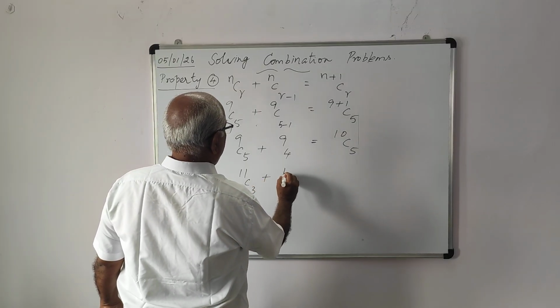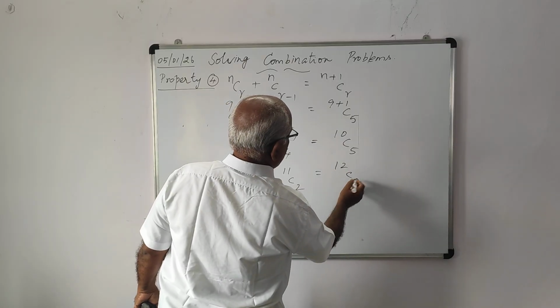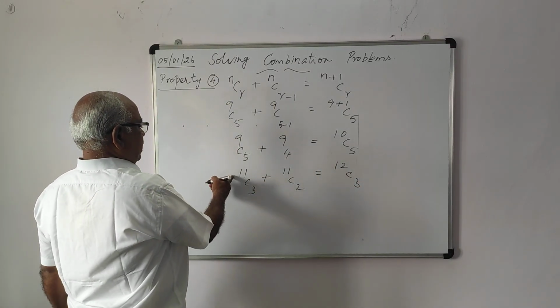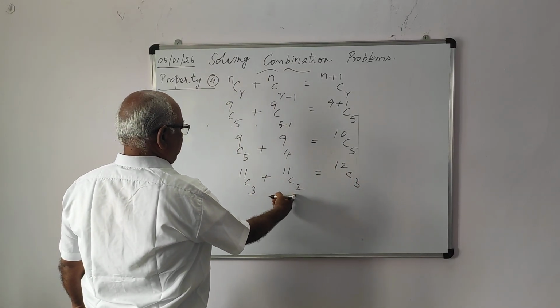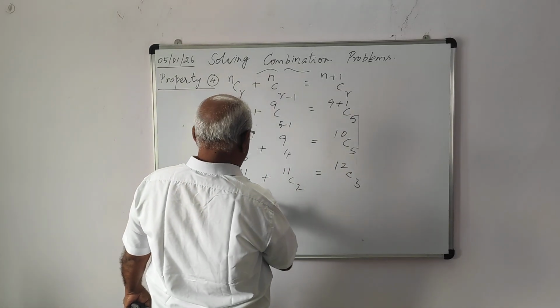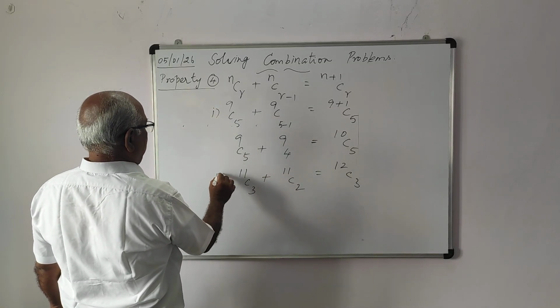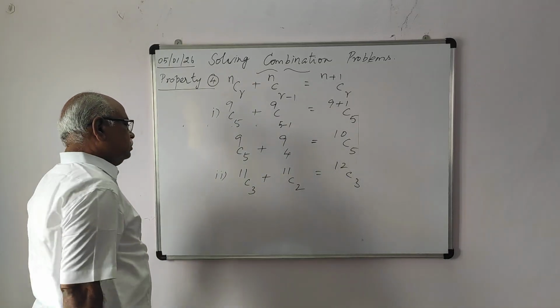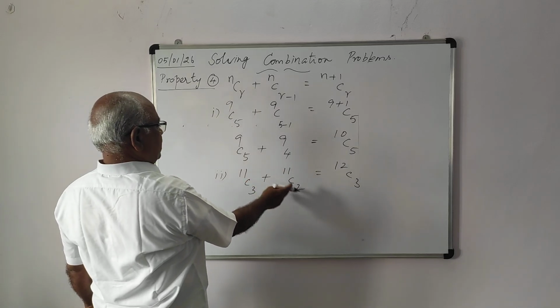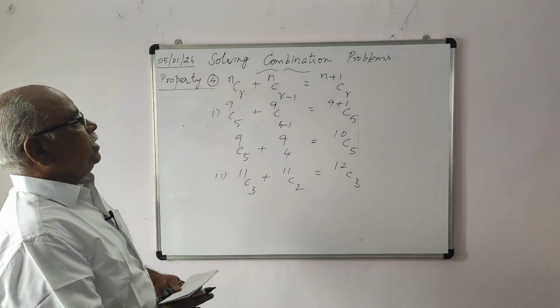11C3 plus 11C2 equal to 12C3. That is the problem. nCr plus nC(r minus 1), 3 minus 1 is 2, n plus 1 is 11 plus 1, 12Cr, r is 3. These are the examples of this property 4. 11C3 plus 11C2 equal to 12C3. That is the application of this property.